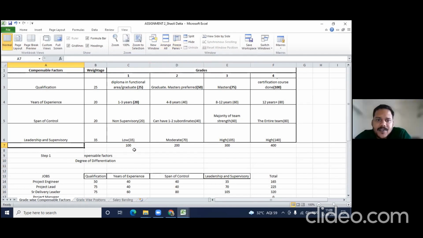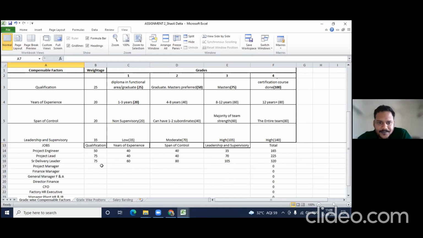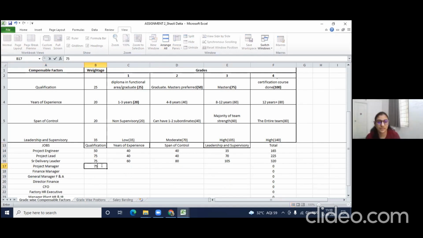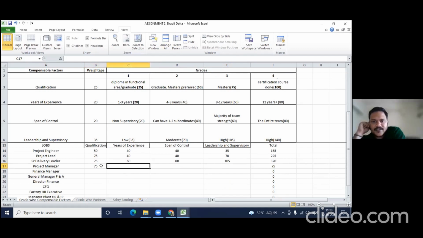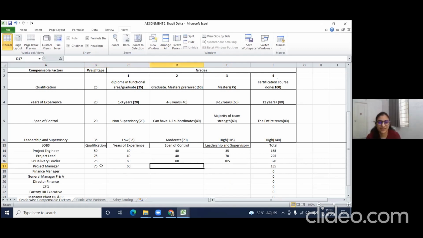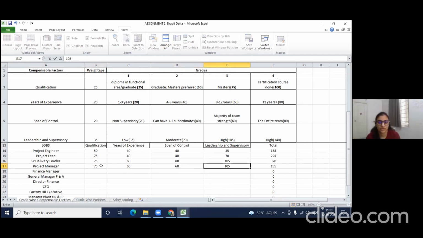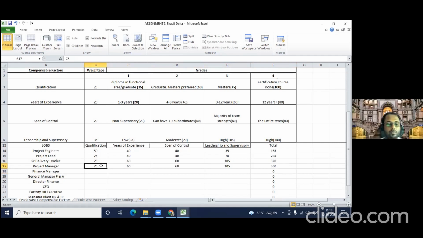Project manager, now we can fill. It should be again 50. No, masters, 75. Years of experience should be 60, 8 to 12. Span of control again 60. And again 105. Finance manager would be the same.